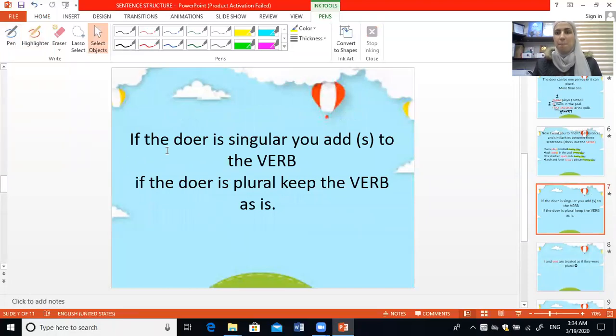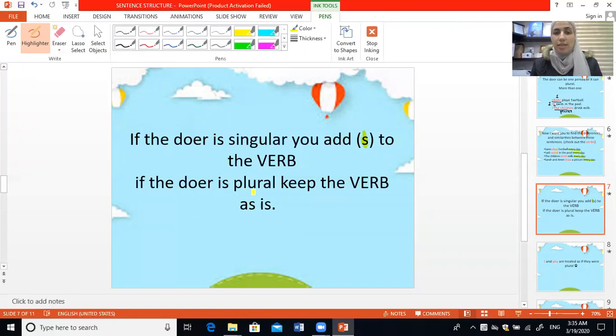Remember when we said if the doer is singular, he is alone. So he feels very sad and he starts crying because he's alone. He wants someone to play with. So here comes an S. The S comes and sits with the verb in order to play with the subject. So we don't want the subject to be sad. We want it to be happy. So that's why we have an S, and the S goes and plays with the subject.